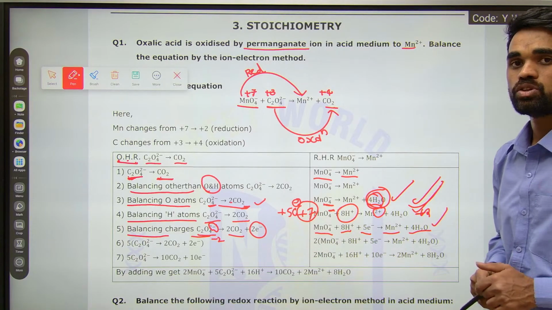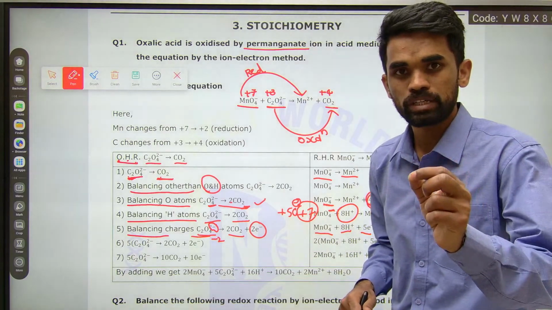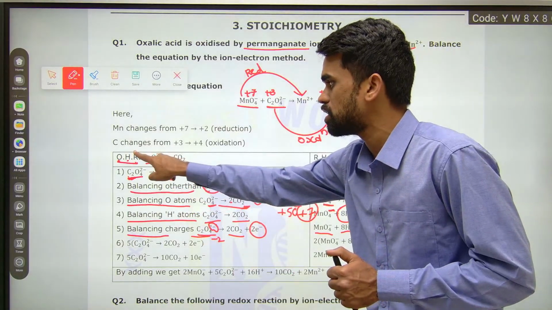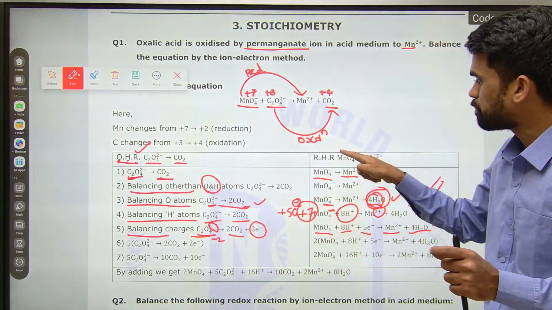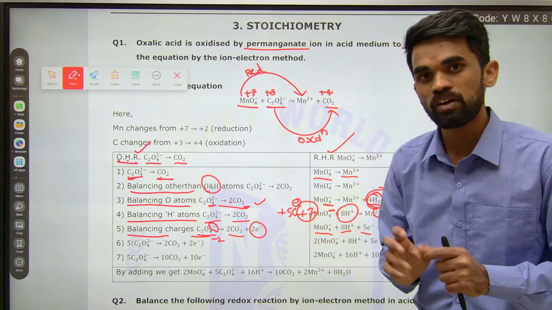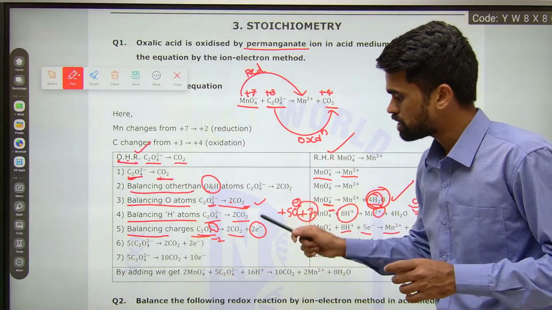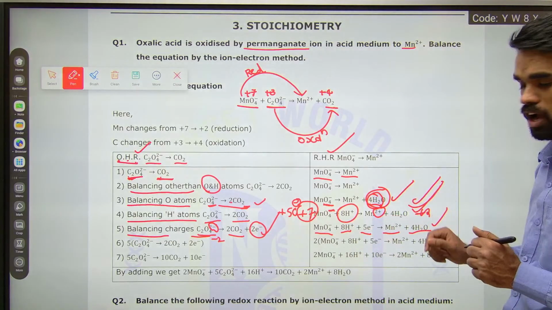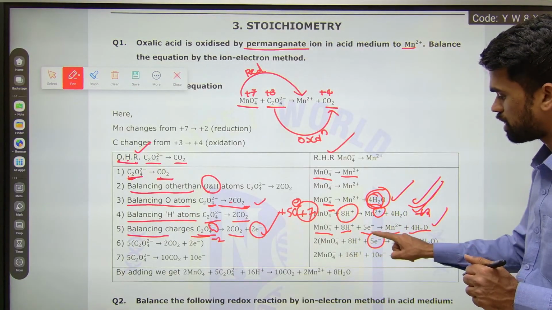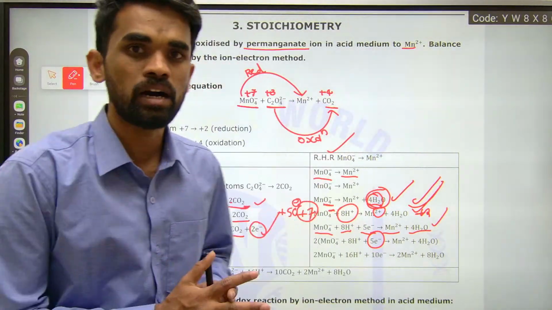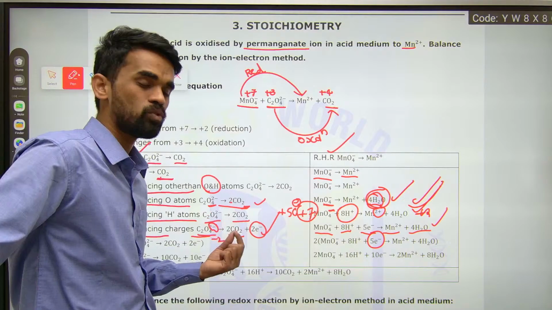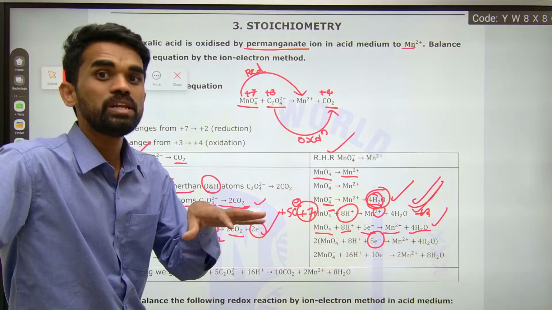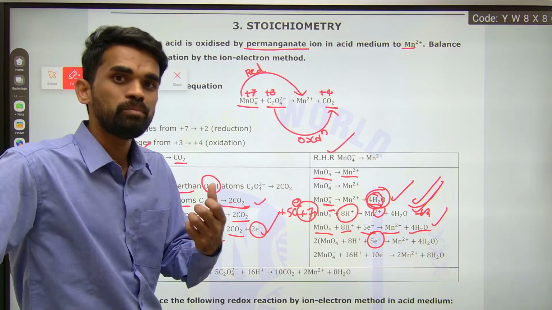Right. Okay, so now one important thing I am going to tell you. In a redox reaction, the number of electrons participating in the oxidation half reaction should be equal to the number of electrons participating in the reduction half reaction. But if you see, in the oxidation half reaction only 2 electrons participate, but in the reduction half reaction 5 electrons are involved. So these electrons are not balanced right now. So we need to equalize the electrons. How do we make that equalization?